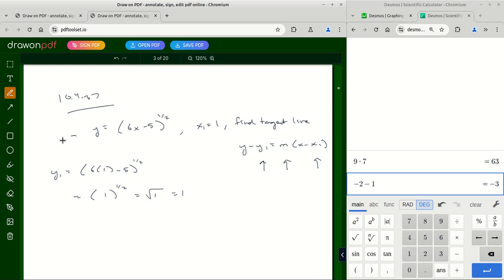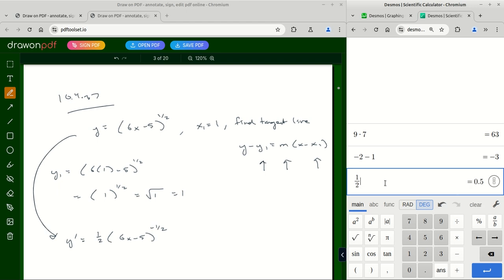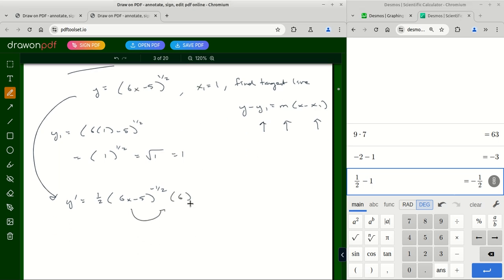Now we need to find our derivative, because that's how we're going to find our slope. So the 1/2 comes down, you leave the inside alone, and you minus 1 from the power. If you are not okay minusing 1, that is why you have a calculator. That is okay. Derivative of the inside is a 6. And so technically what you have is 3 over the square root of 6x minus 5. Did you catch that?